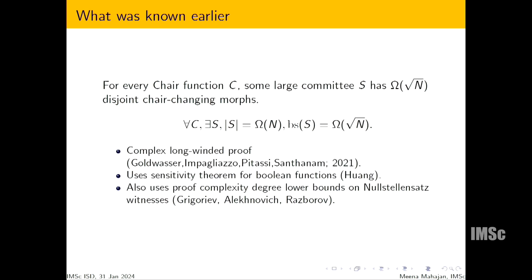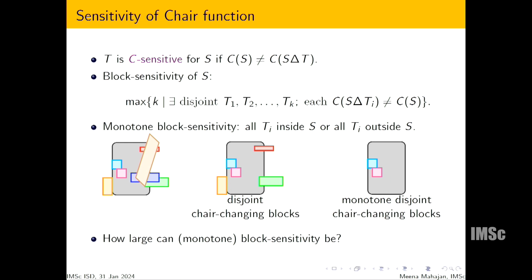If all of them are outside, then it's not necessary that the chair changes. So you only count the maximum number of blocks that you can find which are all outside and which result in a committee change, in a chair change. You are given the chair function. So for a particular chair function, a block is sensitive if it causes a change of chair, and you're only counting sensitive blocks.